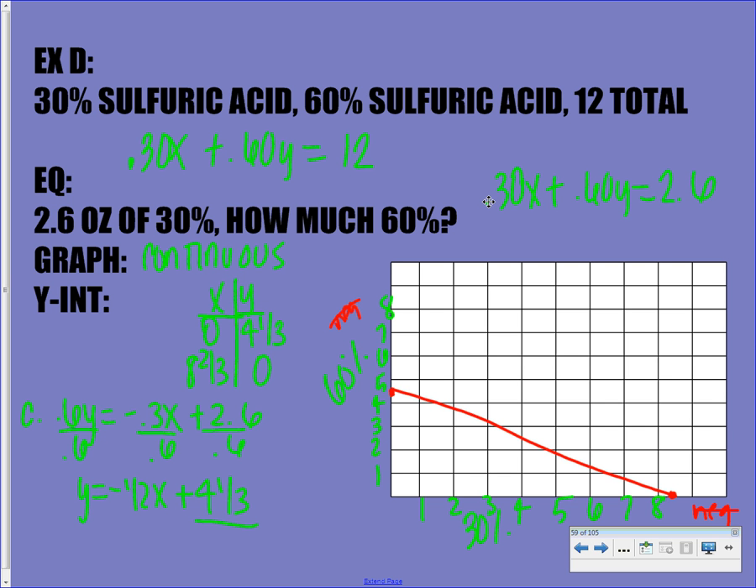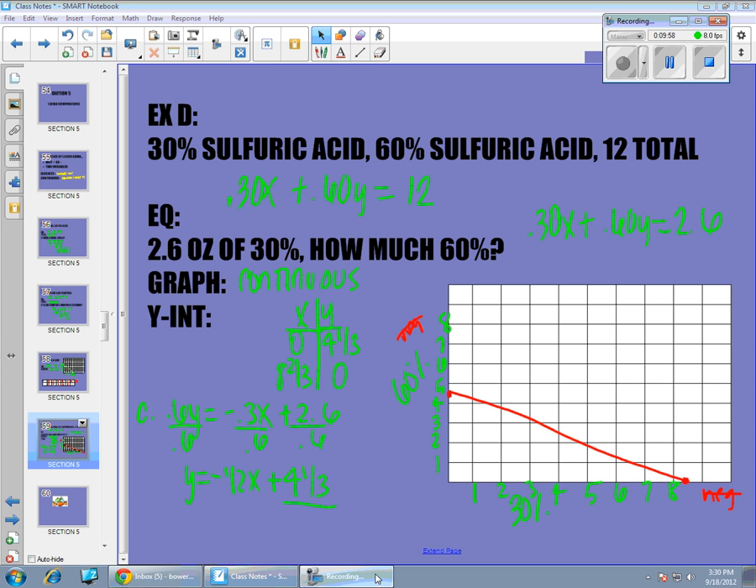So that is an example of how to graph continuous. We've taken a look at both, so we should be all set to go here on linear combinations.